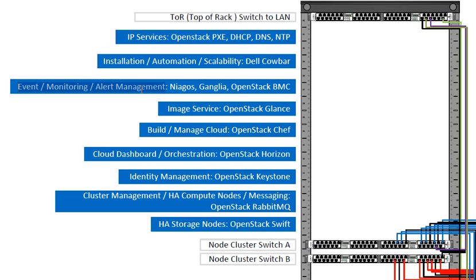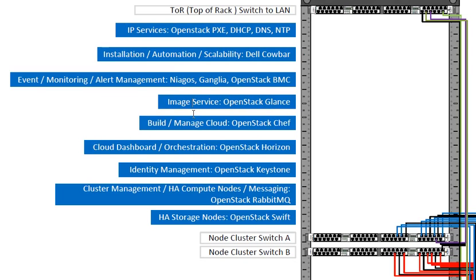Event monitoring, alert management: Nagios, Ganglia, OpenStack BMC. We're going to talk a little bit about the BMC part of OpenStack here when we look a little closer at the drawing. But that's event management. It's important to note that these, although associated with OpenStack as the projects, there is often a fee for an enterprise license of some of this software. Nagios is certainly one of them. And I believe this is spelt wrong. I believe it's N-A-G-I-O-S, just a typo there.